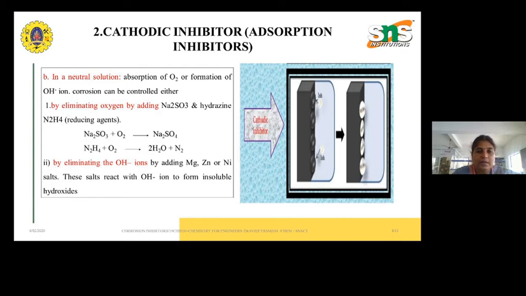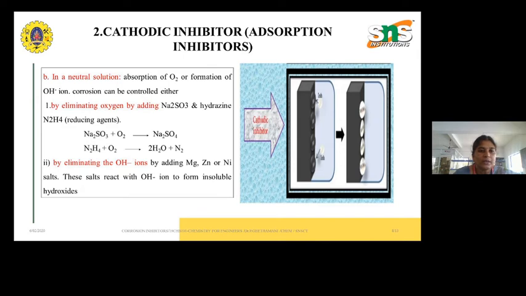Sodium sulfite reacts with oxygen to form sodium sulfate. Similarly, hydrazine takes the oxygen and forms water and nitrogen. This nitrogen evolution is very small, so it does not cause comparable corrosion. Another way is by eliminating the hydroxide ion formation. It can be done by adding magnesium, zinc or nickel salts. These salts react with the hydroxide ion and form insoluble hydroxides.